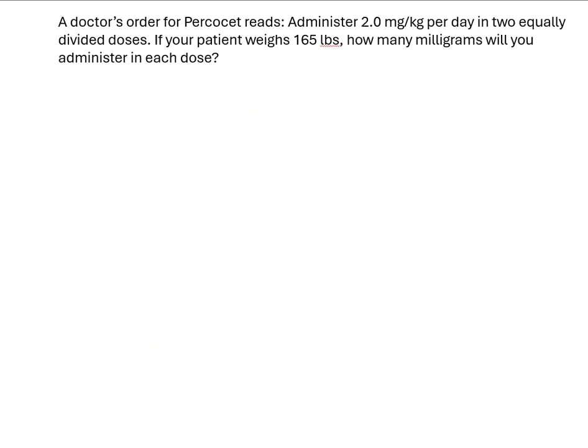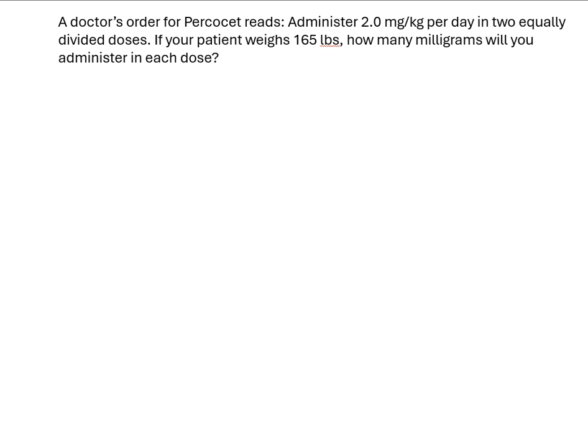So let's do one more. So here it says a doctor's order for Percocet reads administer 2.0 milligrams per kilogram per day in 2 equally divided doses. If your patient weighs 165 pounds, how many milligrams will you administer in each dose? So this one tells us a lot of information. So again, you want to go back and decipher. Figure out what each piece is telling you.